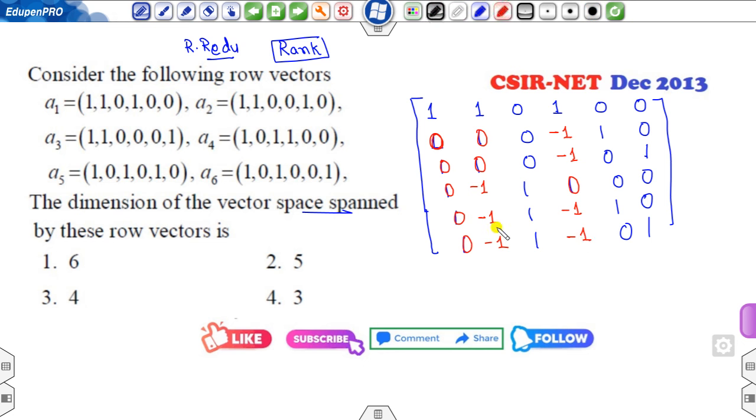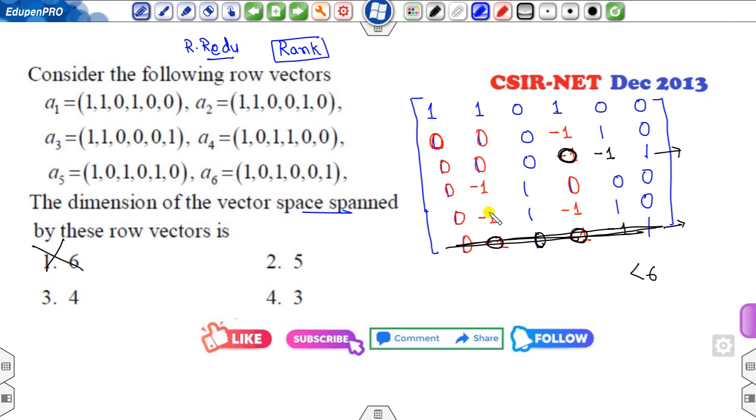Fine. Now clearly if I subtract them, this will be 0, this will be 0, this will be 0, and this number will be minus 1. Clearly, if I subtract these two elements, this is 0, this number will be minus 1, and the third row and the sixth row are the same, so this row will be completely 0. So definitely the rank will be less than 6. 6 will not be the answer.